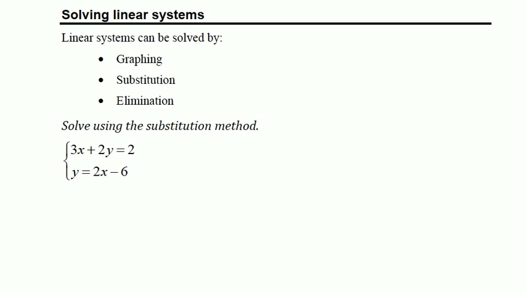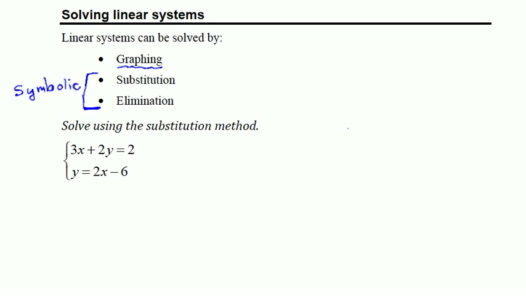Solving linear systems symbolically. We just saw how to solve linear systems by graphing. We would graph the two lines and find the intersection point. Substitution and elimination are the two symbolic methods that we have for solving systems of equations.